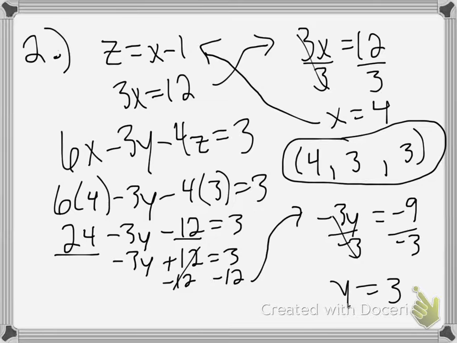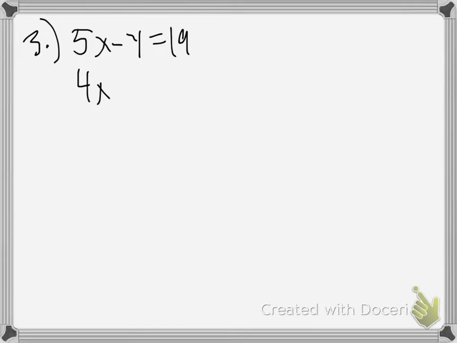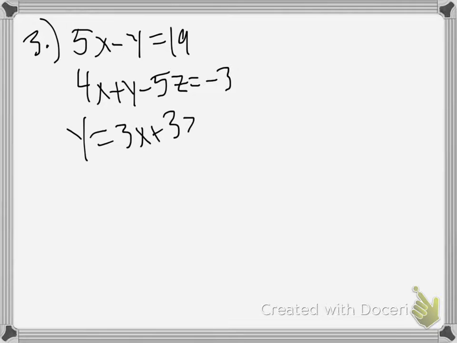I'm going to do one more with you from the assignment. This is number 3. 5x minus y equals 19. 4x plus y minus 5z equals negative 3. And y equals 3x plus 3z minus 23.